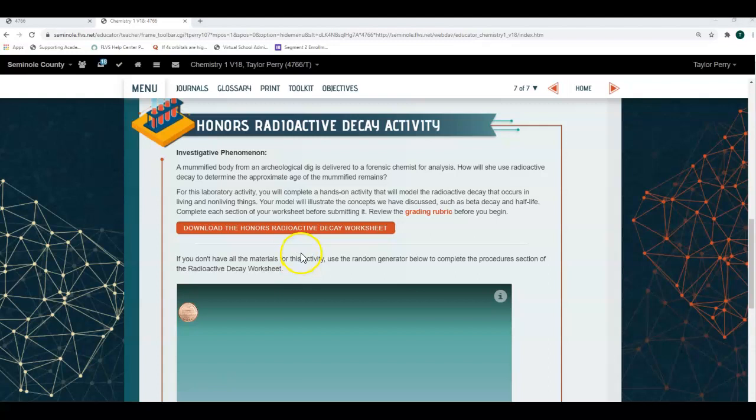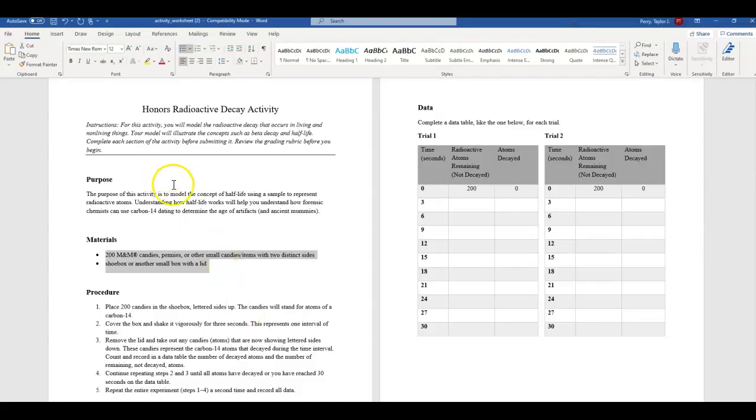I felt the instructions were a bit lax. I don't know, I felt like they were kind of confusing. They could have been more clear. So I'm going to help you out with this one. Here's where you download the worksheet, and I'll pull that worksheet up for you.